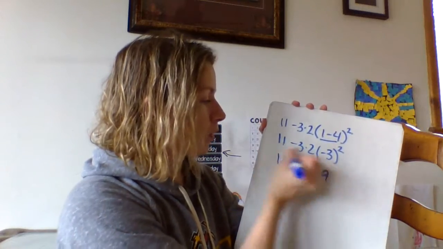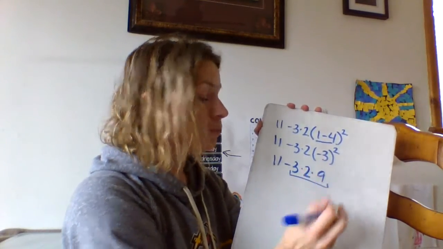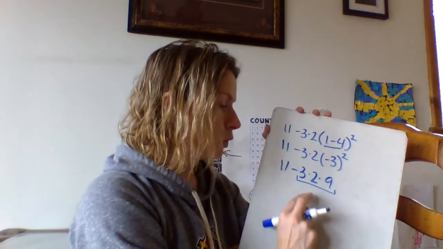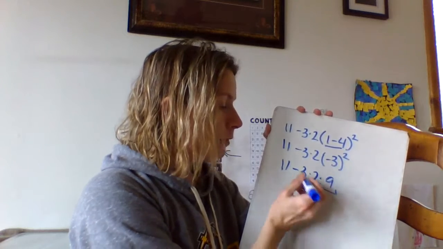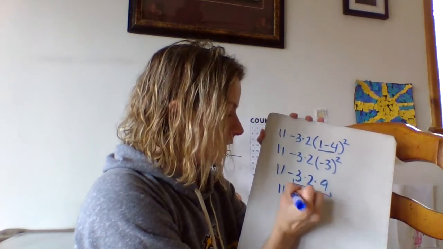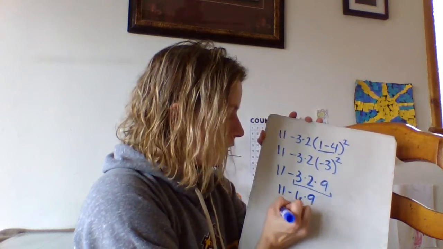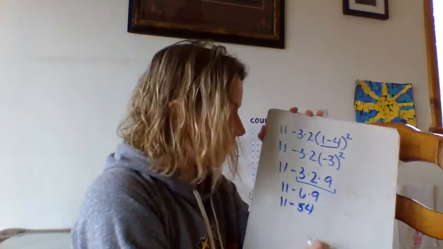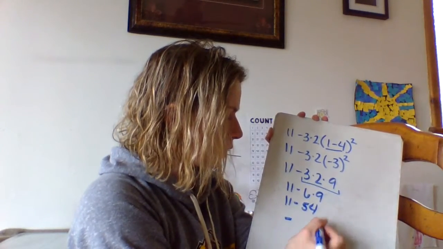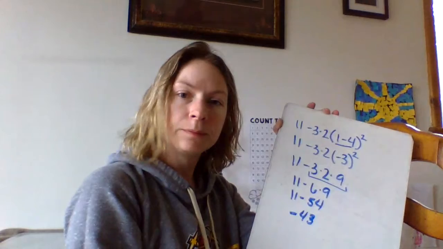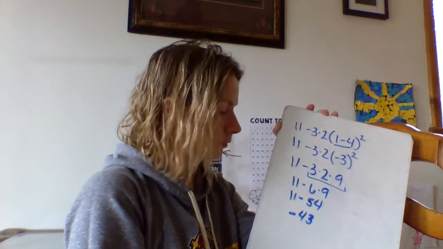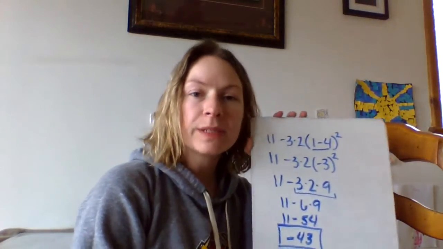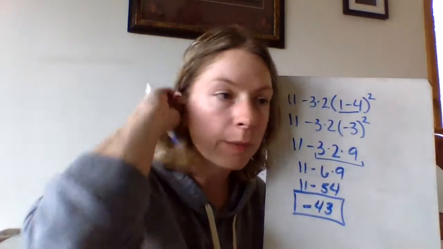And now I need to think about what to do next. I have a bunch of multiplication. And remember, with multiplication, we can do it left to right. We could also do it a couple pieces together. I'm going to go left to right with this one because that's going to make it a little bit easier. It's going to be 6 times 9. So then I've got 11 minus 54. And so that's going to be a negative 43, I think. Yes. All right. So hopefully this was enough to kind of get you up to par with order of operations.